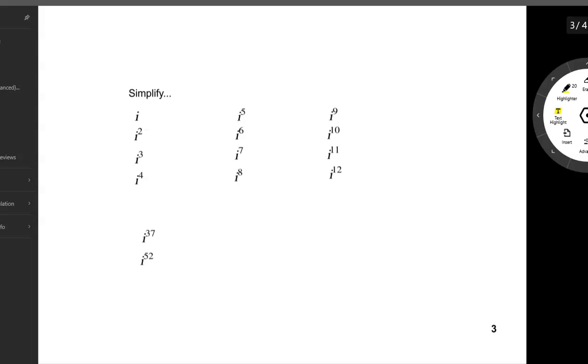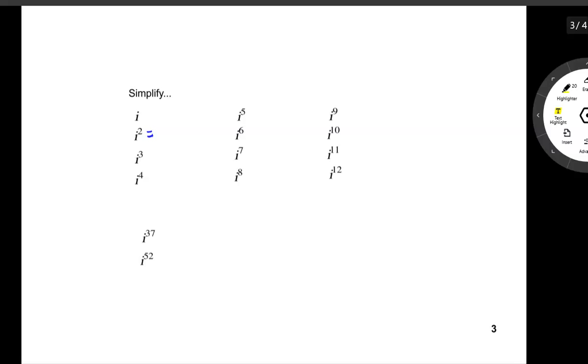Okay, so let's just look at all of these different powers of i. And let's just start with i squared. Well, i squared has already been defined. If you go back to page 1, the definition of i is that it is the square root of -1. Or another way of saying that is that i squared is what? -1. So we get -1 right here.